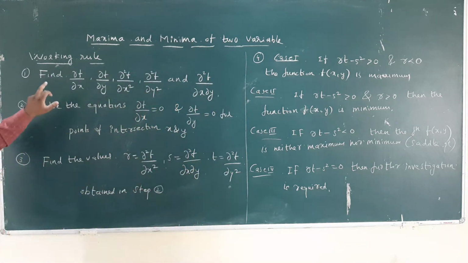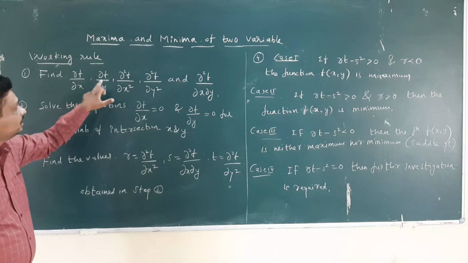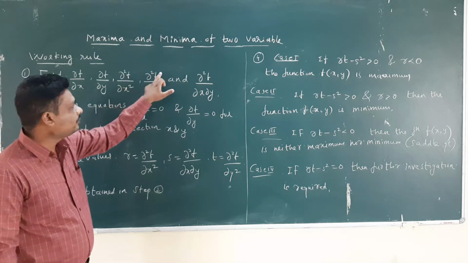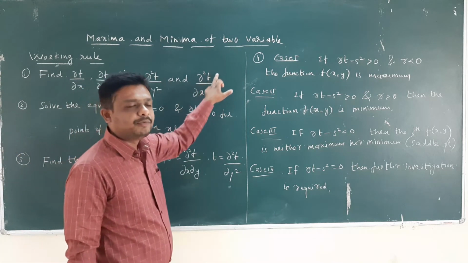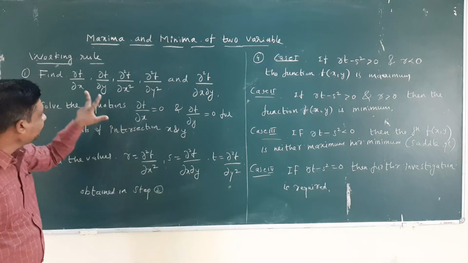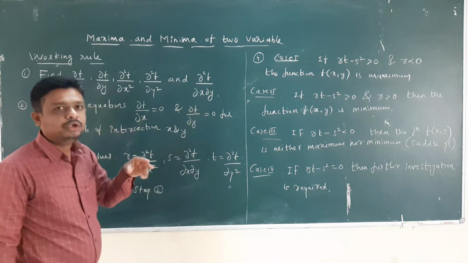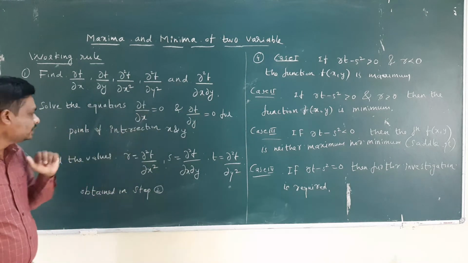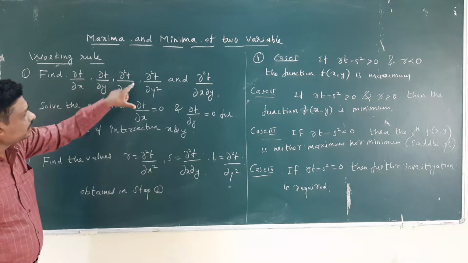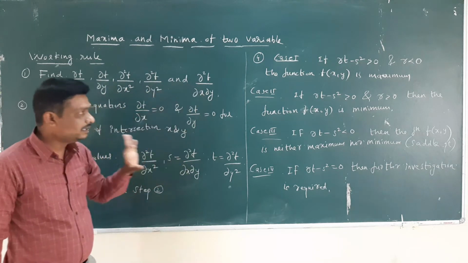The first step is, what we have to do? We have to find ∂f/∂x, ∂f/∂y, ∂²f/∂x², ∂²f/∂y², and ∂²f/∂x∂y. In step number 2, we have to equate ∂f/∂x and ∂f/∂y equal to 0 to get the points of intersection. In the third step, we take ∂²f/∂x² as r, ∂²f/∂y² as t, and ∂²f/∂x∂y as s.